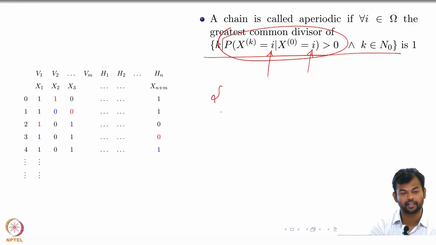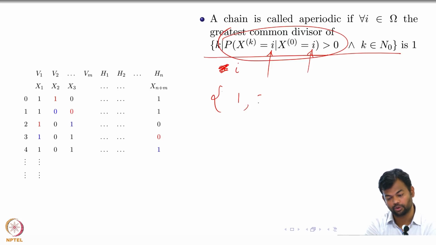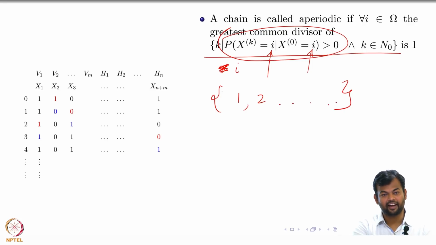So this is actually a set of the following form: maybe if I start with some state I at time step 0, at time step 1 it's possible that I'll stay in the same state, at 2 it is possible, and so on. This is just a collection of those numbers. So this set is a collection of all the time steps at which, starting from one state, there is a finite chance that I can reach that state again.